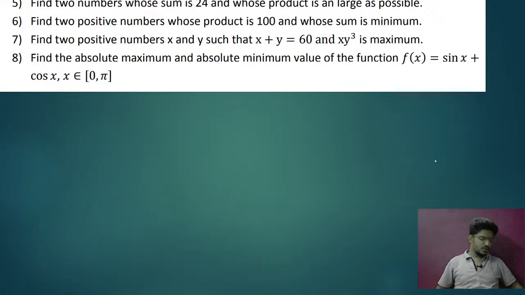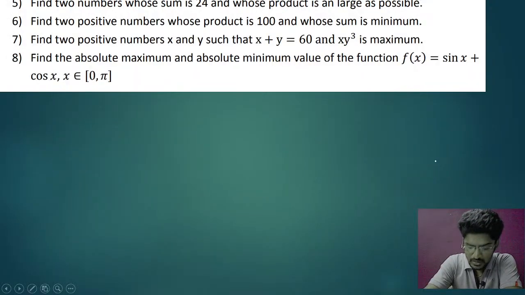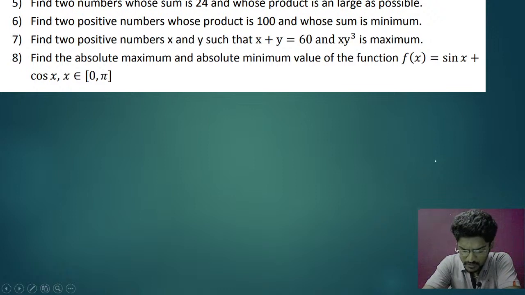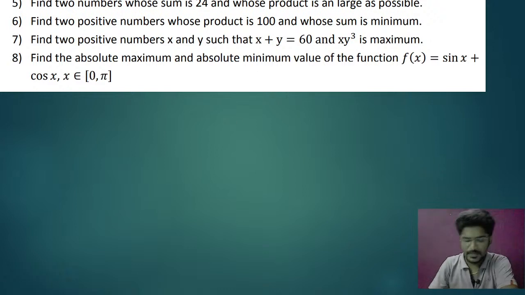So shall I go for the 7th problem or 8th problem? I have to solve both, or I have to solve directly the 8th one? Will you solve the 7th one? How many of you can solve the 7th one? Is there anyone to tell me to solve both? If you say go for both, I will go for both. If you say sir directly solve the 8th one, I will solve the 8th one. Quickly tell me. Always you tell me to solve every problem.